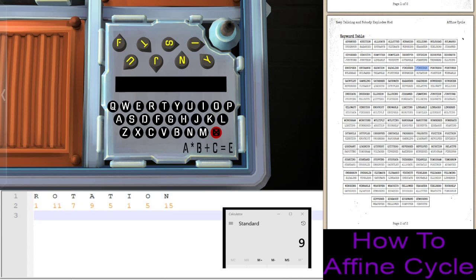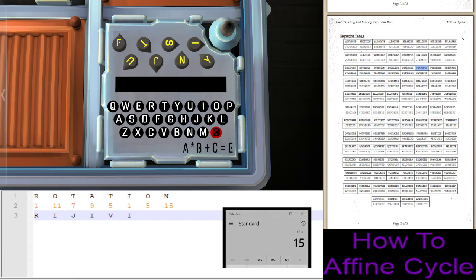R and I are going to stay the same, obviously. O is 15. 15 times 11 is 165. Subtract 26, we get 9, which is I. T is 20 times 7. Subtract 26 repeatedly, we get 10. 10 is J. A times 9 is 9. That's an I. T is 20 times 5. Minus the 26 repeatedly gives us 22. 22 is a V.